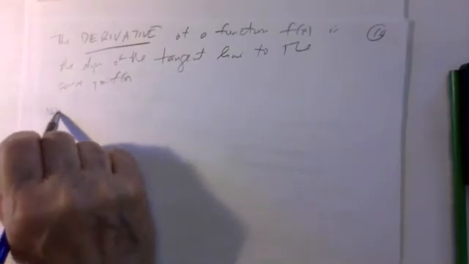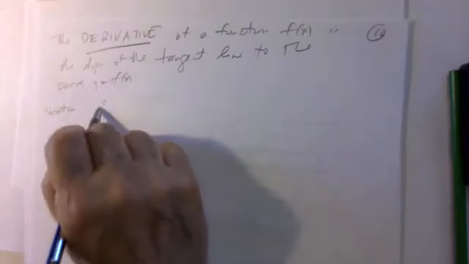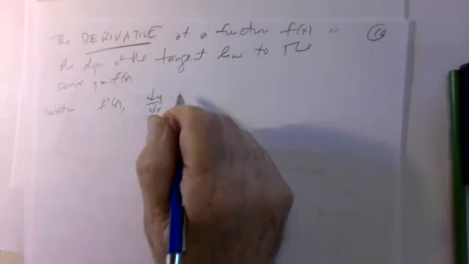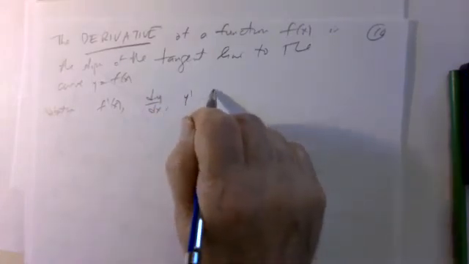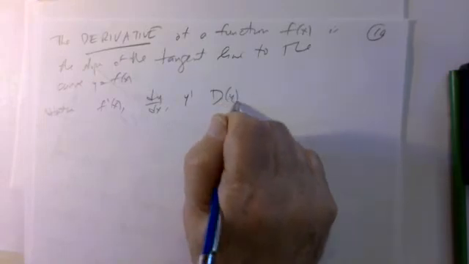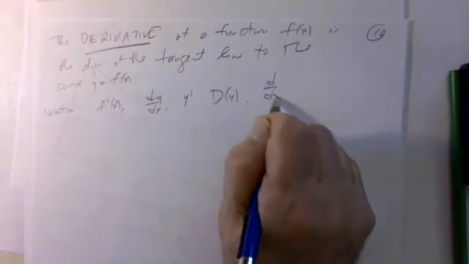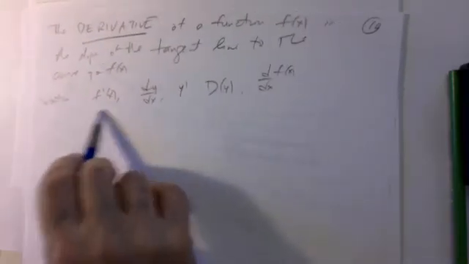And the notation for the derivative, right? So there's several notations. F prime of x, dy dx, y prime, capital D of y, the dx of f of x. These all mean the same thing. They're just different notations for this.